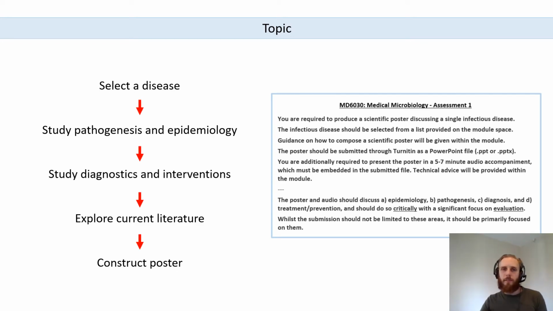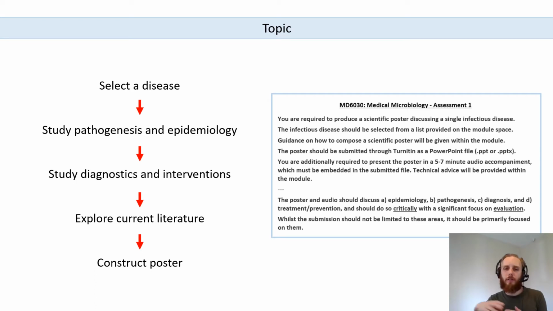Here is just a small flow chart to help you apply those questions that I've just mentioned in a practical way of picking your question. So the first thing you need to do is select a disease based upon some of the criteria we've talked about. So you're looking at the infectious disease list, and you're selecting one. Then you need to start looking into the pathogenesis and epidemiology.